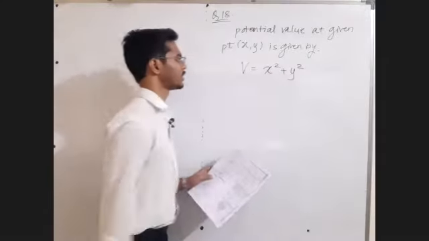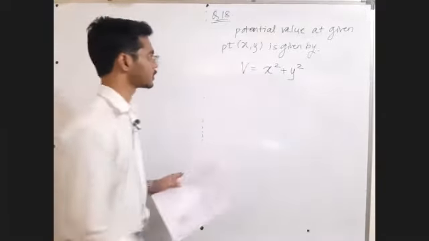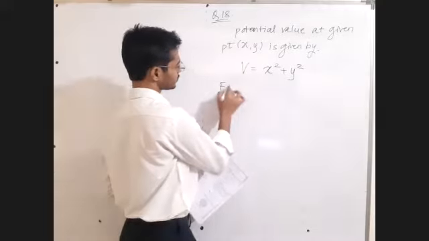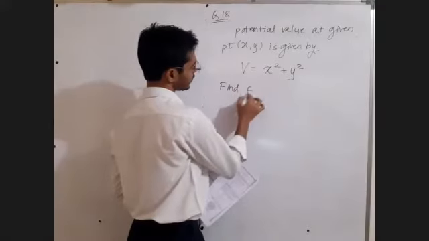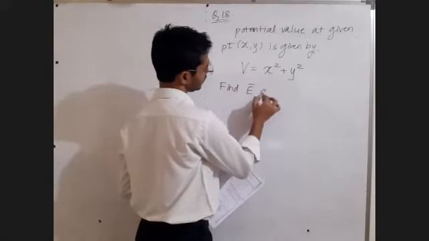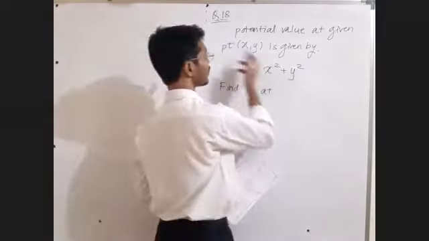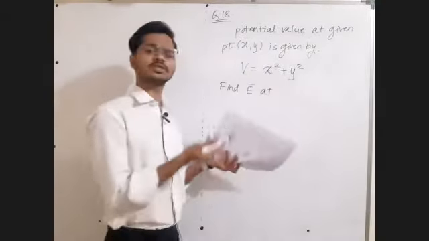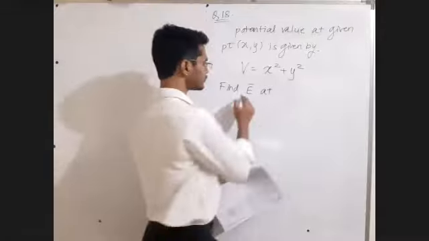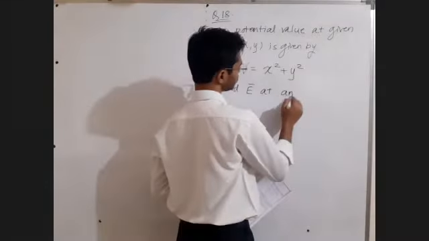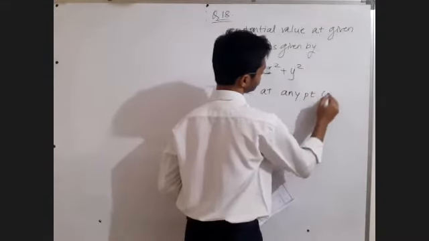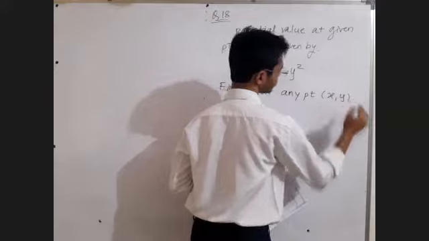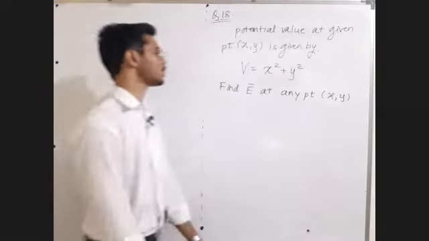We know potential is measured in volt and all those things. No need to write the unit. Find electric field at any given point, x comma y. Now x y z is not there, only x and y is there, so just ignore that k cap. E bar at any general point, x comma y. This is the question. Let us try to solve this question.